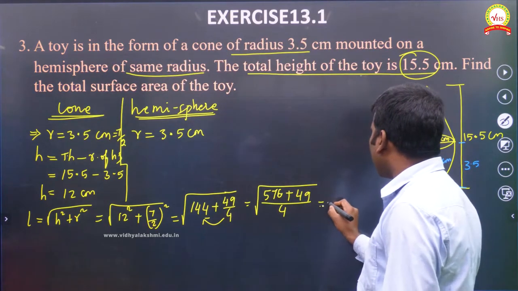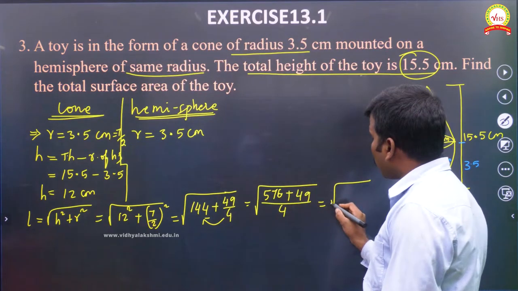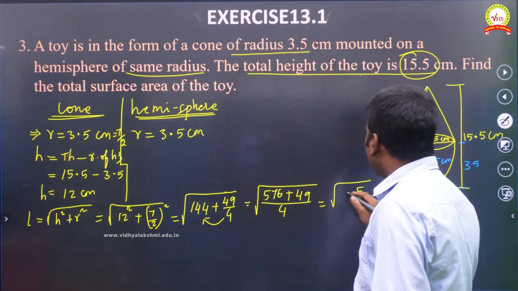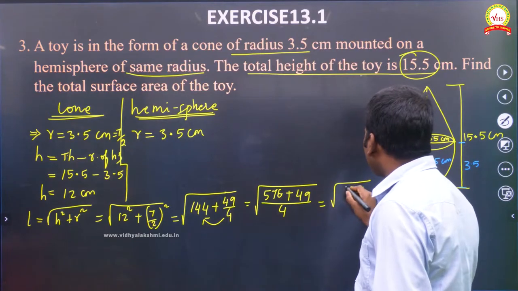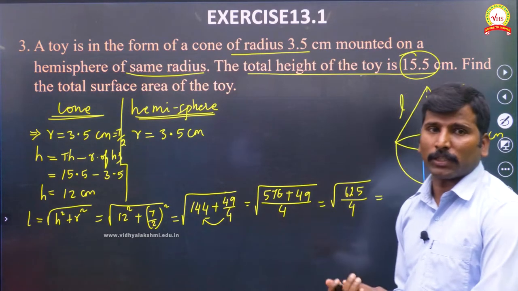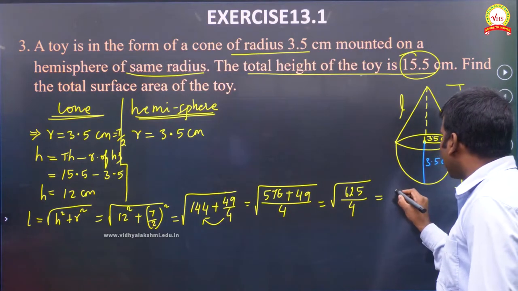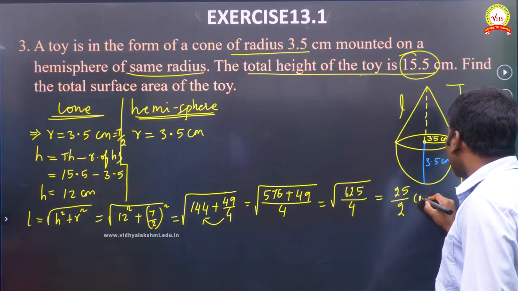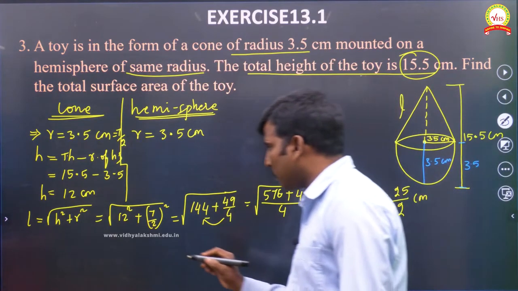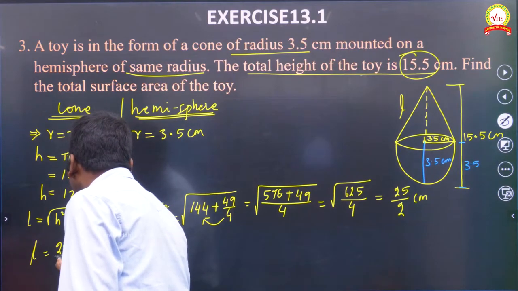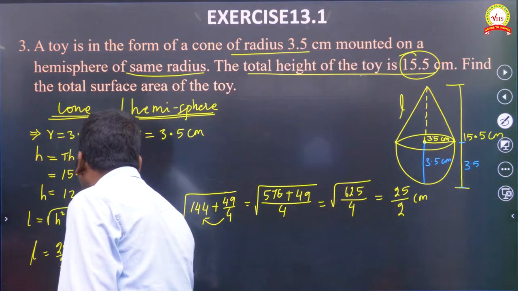Now you see children, when you add this together, what am I getting? 9 plus 6 is 15, write 5 and carry 1; 5 and 2 is 1... 6, 625 divided by 4. So now both are perfect square numbers. 625 in the sense that is 25, 4 in the sense 2, that's it. So this is the slant height l. Slant height is equal to 25 divided by 2 centimeter.